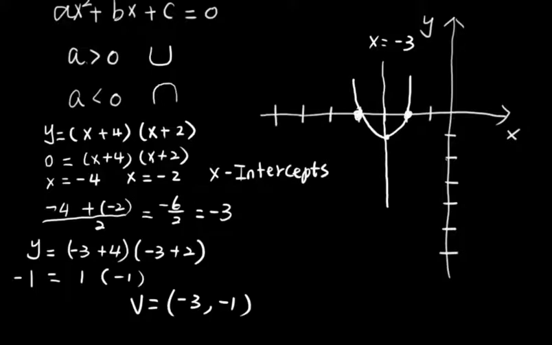So this basically covers, in quadratic equations, how we can find x-intercepts, how we can find the vertex, how we can graph the quadratic equation, and the last one, how we find the axis of symmetry. So that's the end of the class.